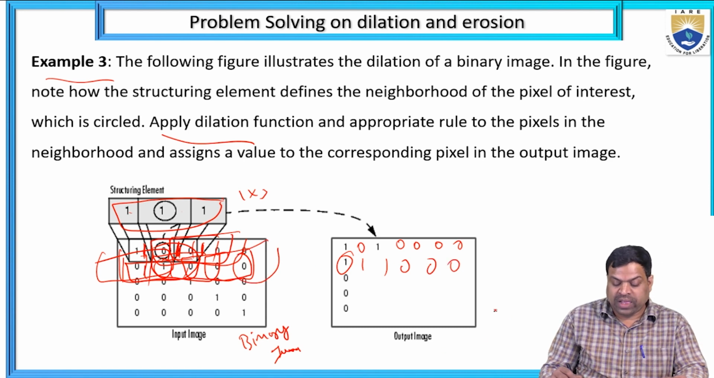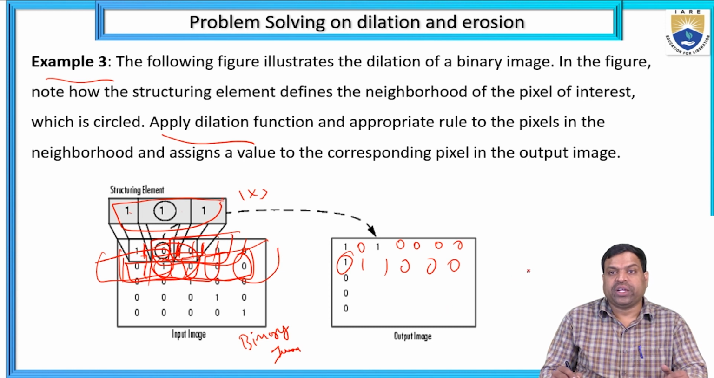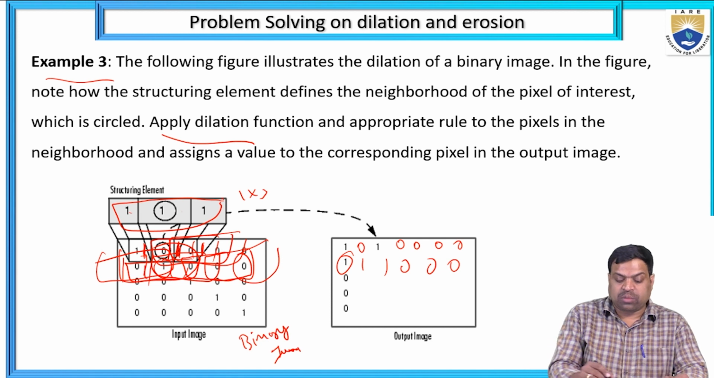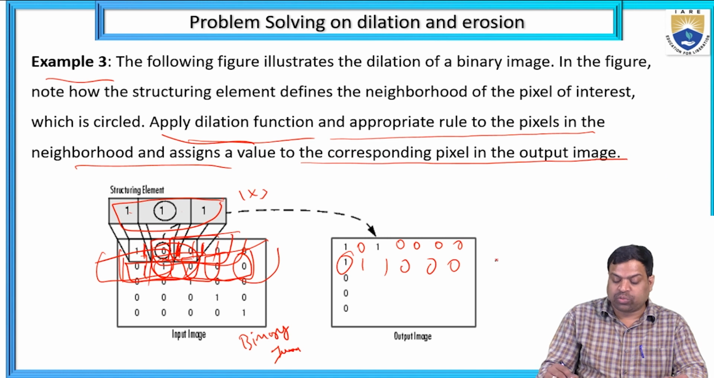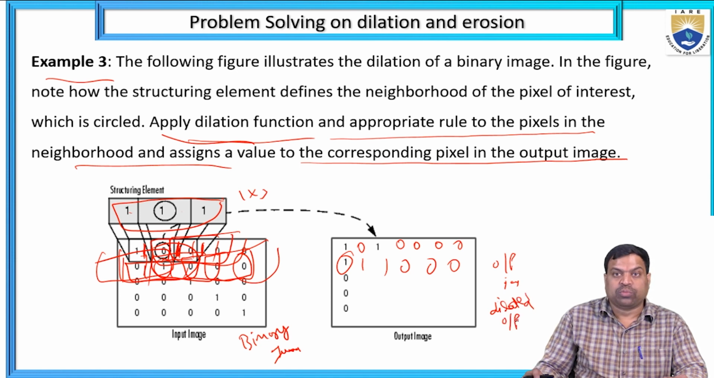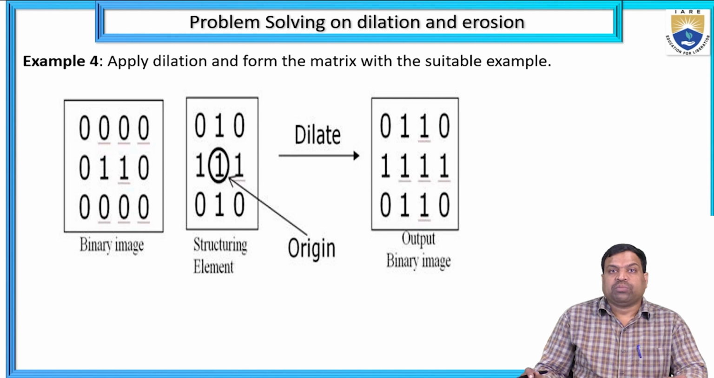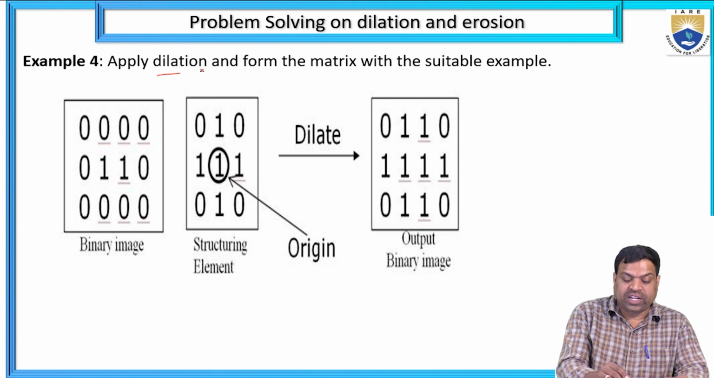Like this, I am getting the input with the structuring element, and I am getting the output. Here I am applying the dilation function to operate on the pixel neighborhood of the corresponding output image. So that is the dilated output. Example 4: apply dilation and form the matrix with a suitable example. I am applying the dilation. Here the input is 0, 0, 0, 0 like this.